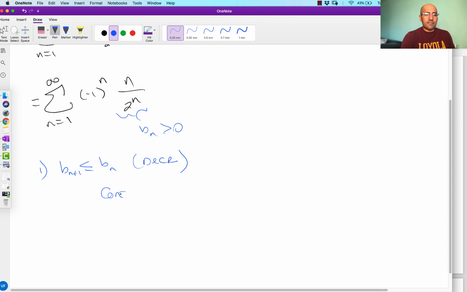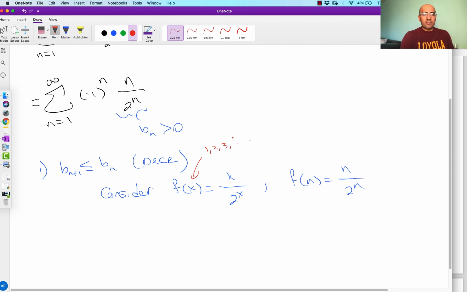Again, we go over to consider the continuous function f of x equals x over 2 to the x power. Here, we can note that f of n equals n over 2 to the n. So if we take this continuous function and input the counting numbers 1, 2, 3, and so on, we get the sequence of interest.